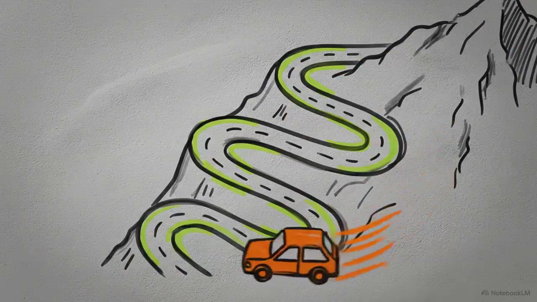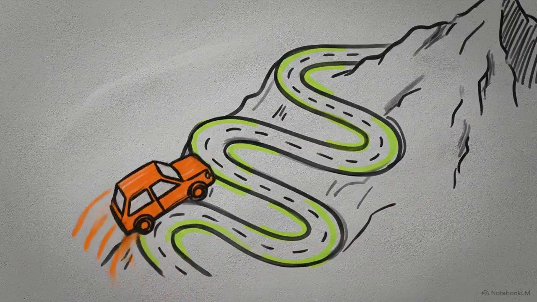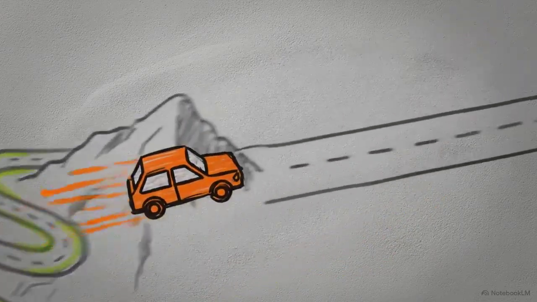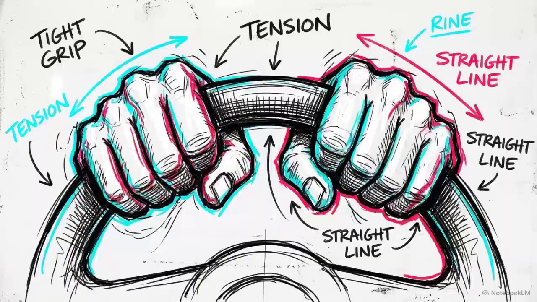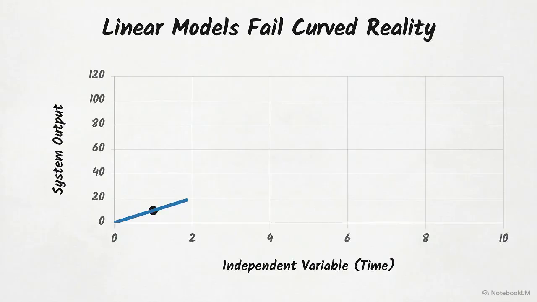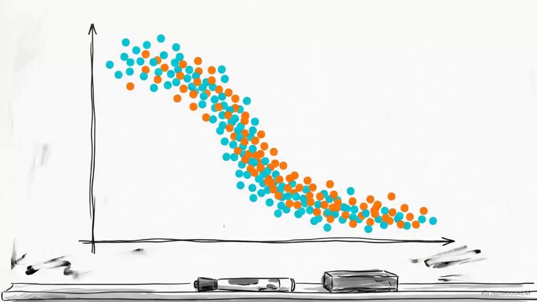If you try to drive down a steep, twisting mountain road, locking your steering wheel perfectly straight guarantees a crash. Standard linear regression works exactly like that locked steering wheel. It is a highly efficient tool for mapping steady, continuous trends, but it is mathematically rigid. These models struggle because physical systems rarely follow a straight path indefinitely. Conditions fluctuate, limits are reached, and the data inevitably curves.